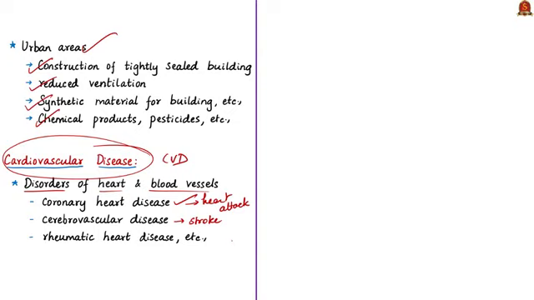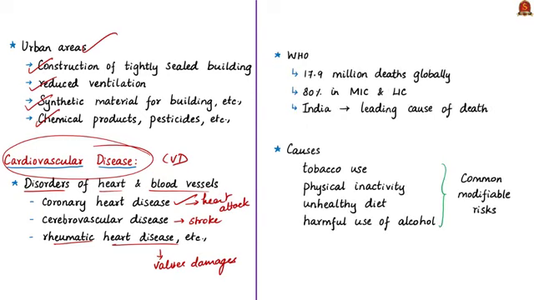Then the cardiovascular diseases also include rheumatic heart disease. It is a complication of rheumatic fever in which the heart valves are damaged. Other than these diseases, cardiovascular diseases are also caused by other conditions. According to WHO, 4 out of 5 cardiovascular deaths are due to heart attacks and strokes, and globally 17.9 million deaths occur due to cardiovascular diseases, and about 80% of these deaths occurred in low income and middle income countries.